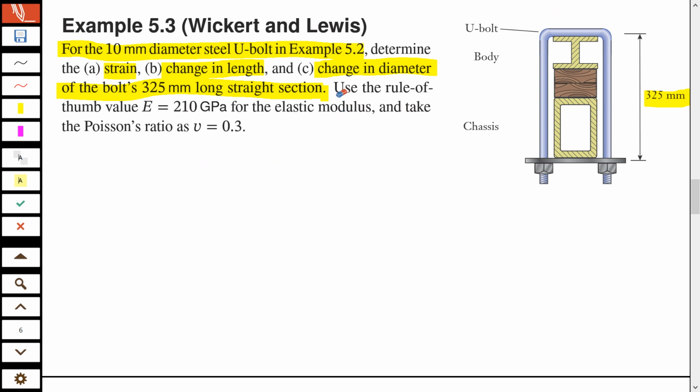Okay, use the rule of thumb value for the elastic modulus. Yeah? Elastic modulus आप ये यूज कर लें. ठीक है, it looks like ये उसका ही है, स्टील का ही है. And take Poisson's ratio as 0.3. Can somebody guess why we need Poisson ratio in this example? Which part will require that?